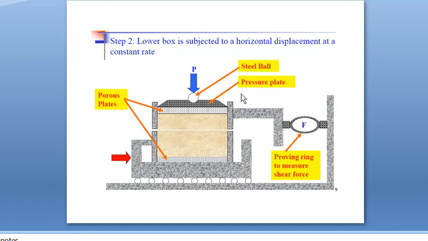Initially we have applied 25 kilonewton per meter square normal load. Then in the second experiment we are increasing the normal stress, and the test is conducted till the specimen fails, and the corresponding shear force is noted from proving ring, and shear stress is obtained. So there will be different values of normal stress, and we will obtain the corresponding shear stress. This is the test result of the direct shear test.